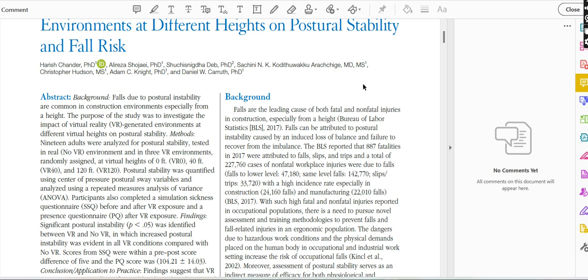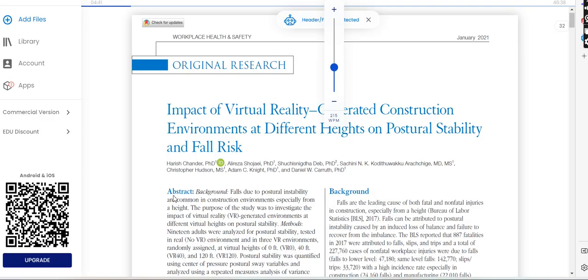DOI 10.1177/21650799209340000. From Mississippi State University and the University of Texas at Arlington. Address correspondence to Harish Chander, Ph.D., Assistant Professor.